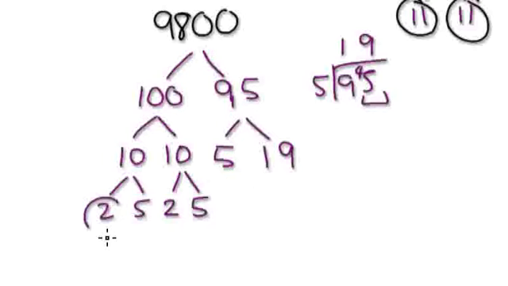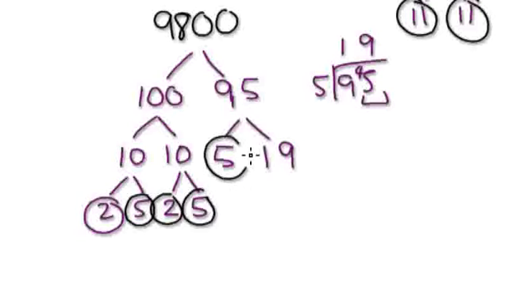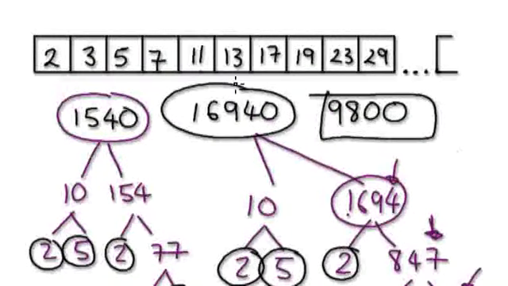So here, this would be a prime. This is a prime. This is a prime. This is a prime. This is a prime. We can't break up 19 because 19 happens to be a prime.